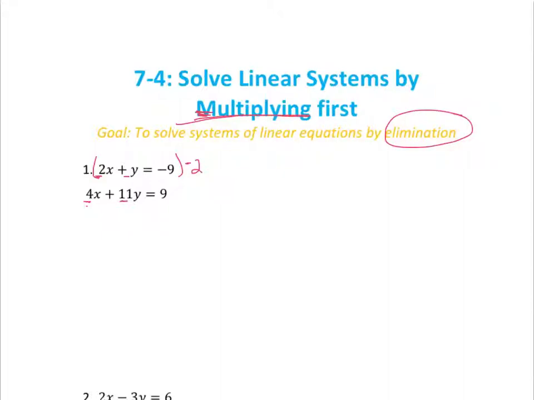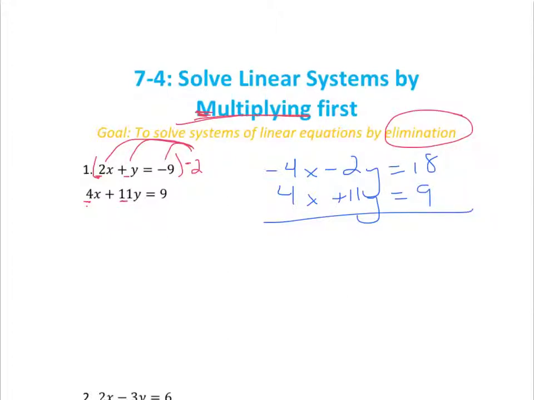When you multiply this by -2, you have to distribute it to everything, and we'll have -4x minus 2y equals positive 18. On the bottom, you won't change anything: still 4x plus 11y equals 9. Now we can just do our adding. -4x plus 4x is going to go away. -2y plus 11y is 9y. And 18 plus 9 is 27. Divide by 9, and that'll give us y equals 3.